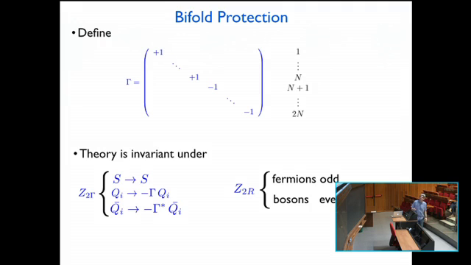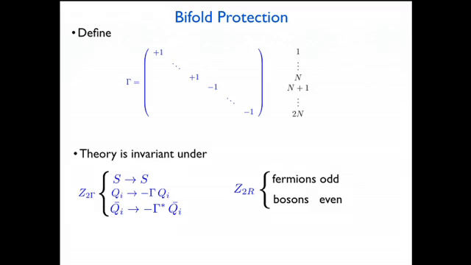And then it turns out that if you look at that superpotential, the theory is invariant under the following transformations. The singlet goes to itself, the q's go to minus gamma q, and then the q bars go to minus gamma star q bar, but this one is real. And also, the theory is invariant under this Z2R symmetry, under which bosons transform to themselves and fermions to minus themselves.